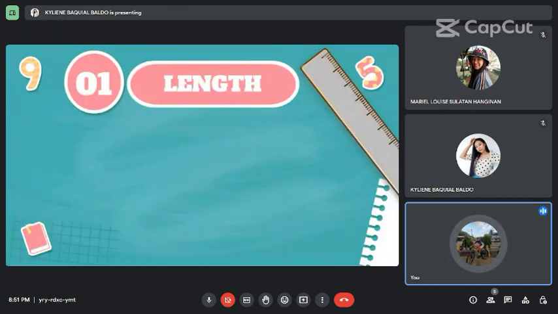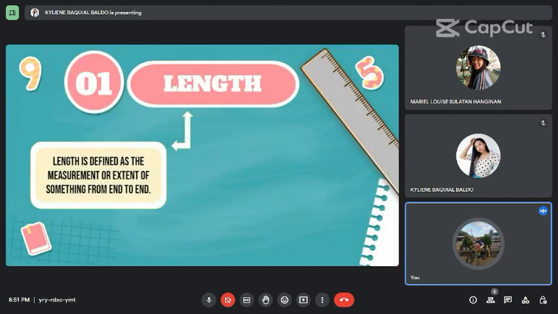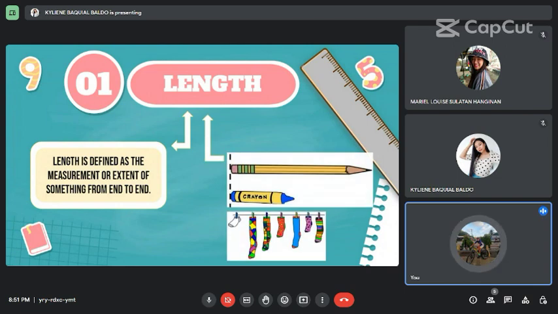So the first one is length. Length is defined as the measurement or extent of something from end to end. So for example, we have here a pencil, crayons, and a sock.